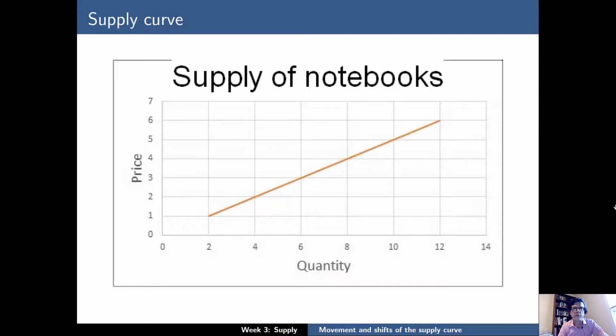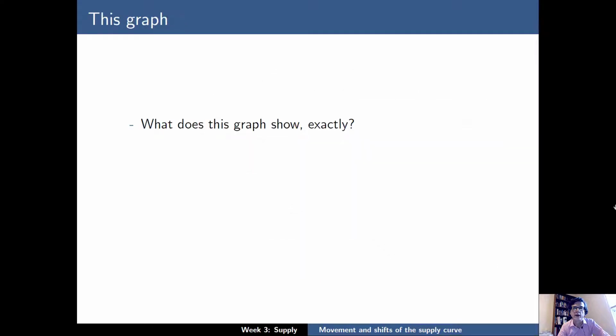And you can see, based on the price, we have different quantities. And it's sloping upward, so as the price increases, the quantity supplied also increases. This graph shows how the quantity supplied responds to the price of a good.